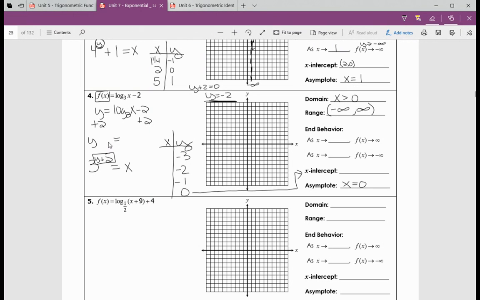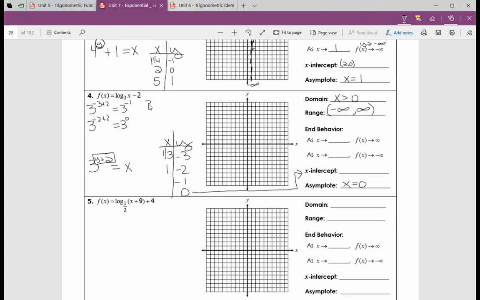I'm going to clean off some room up here so we can do a little bit of math. All right, so the first number I'm going to plug in is negative 3. So 3 to the negative 3 plus 2 power gives me 3 to the negative 1 power, which is 1/3. I get 3 to the negative 2 plus 2 power, which gives me 3 to the 0 power, and anything to the 0 power is 1.